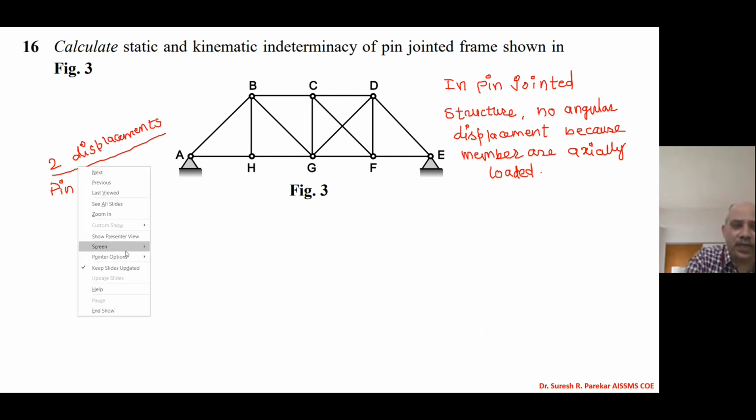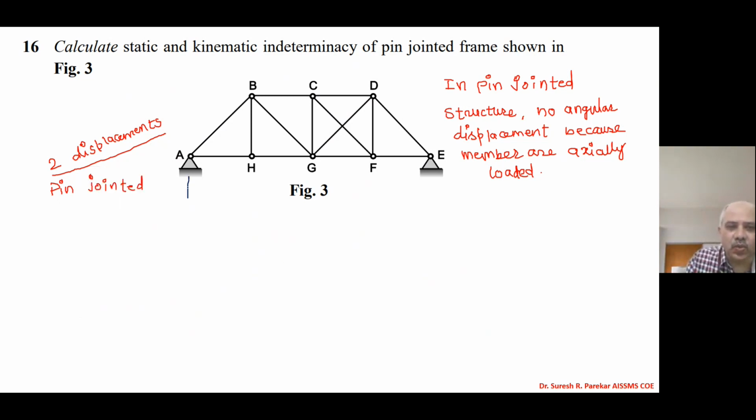Now we will go with DSE first. Now R we will see first. So we have 2 over here, 1, 2, and then we have 2 over here. So we have total R equal to 4. Equilibrium equations we have 3, and therefore we will get DSE equal to R minus equilibrium equations, 4 minus 3, and that is equal to 1.